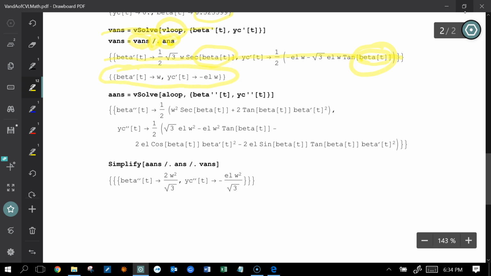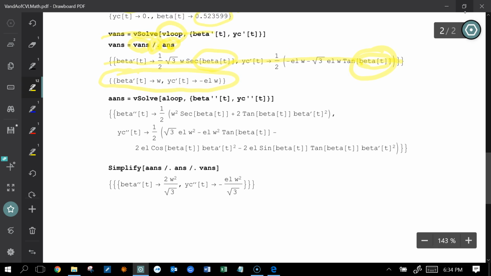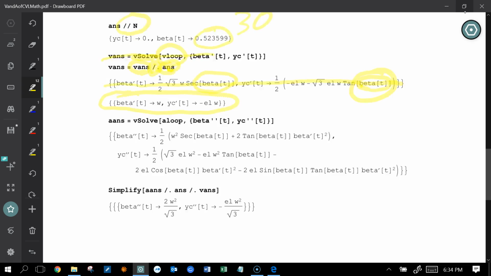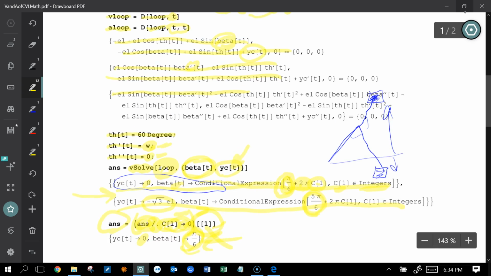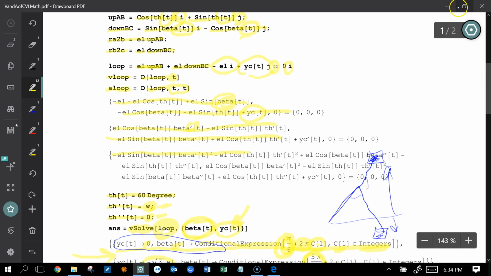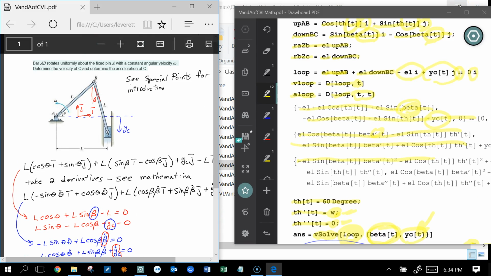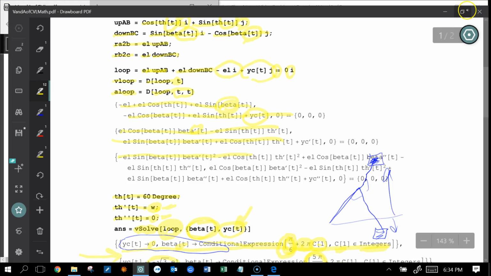So the beta dot is omega. The YC dot is equal to negative L omega. Why is that negative? Well, look at this. The velocity of this guy was a negative YC dot J. YC dot is negative, so you have negative, negative J, right? So it's moving upward.